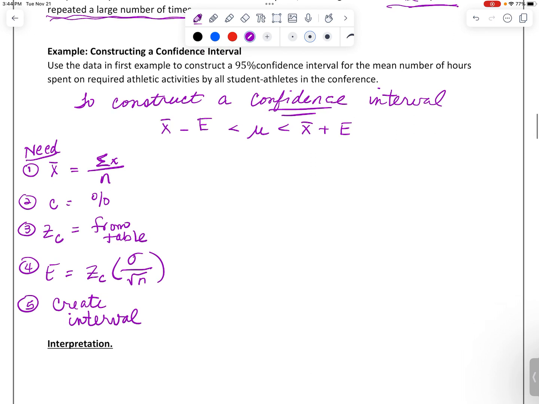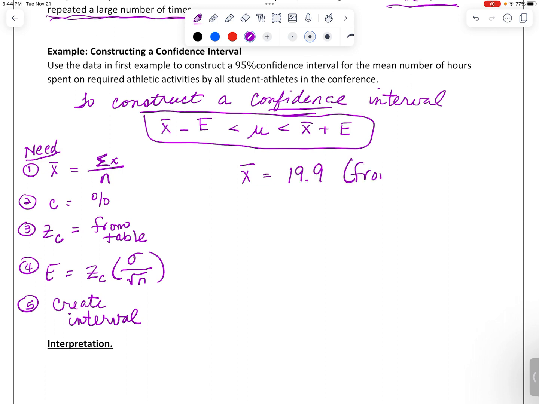All right. So for this example, we're going back to the one we already did. We know that the x bar was equal to 19.9, and this is from page 1. Okay. The first page of this problem where we started that example. We know that the C is equal to 0.95. We know ZC is equal to 1.96. And again, this is what we just did. We also know that the E value is 0.7 from the above problem.